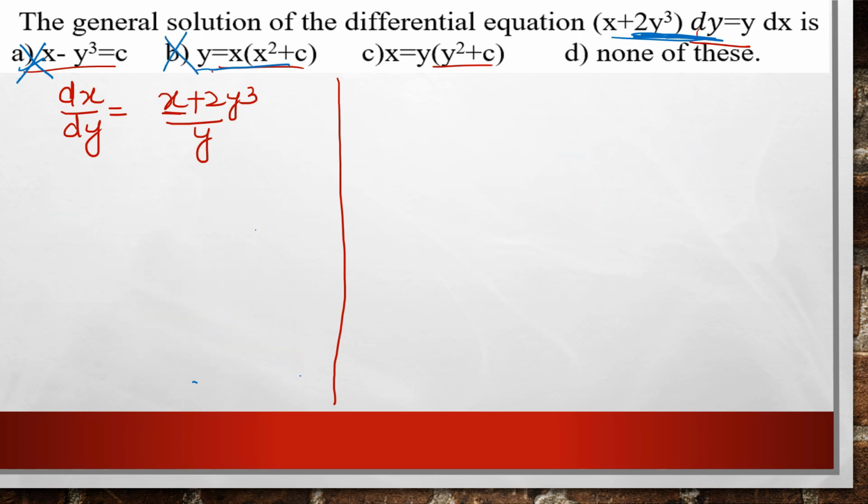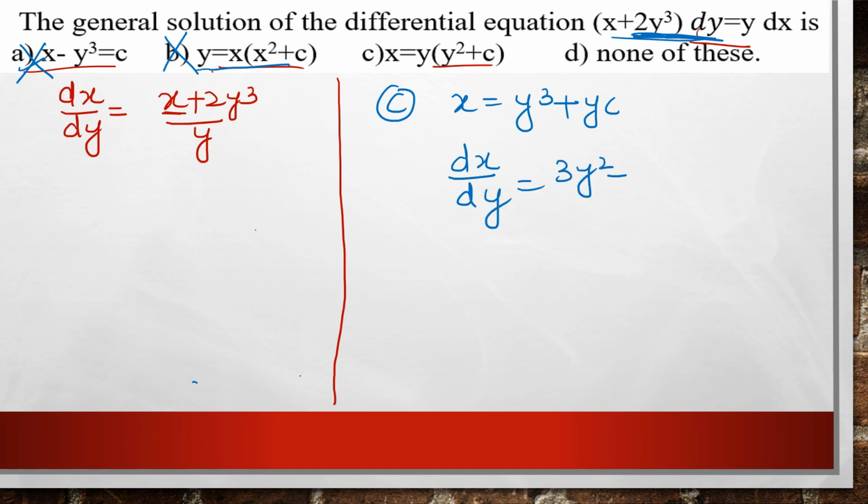Now come to option C. Option C gives you x equals y cube plus yc. So if you find dx over dy here, what will you get? 3y square plus y, sorry, plus c, right? Now come to this. If I place this value of x, what are you getting? y cube plus yc plus 2y cube over y.